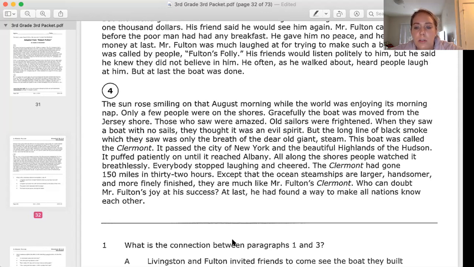Except that the ocean steamships are larger, handsomer, and more finely finished, they are much like Mr. Fulton's Clermont. Who can doubt Mr. Fulton's joy at his success? At last he found a way to make all the nations know each other.